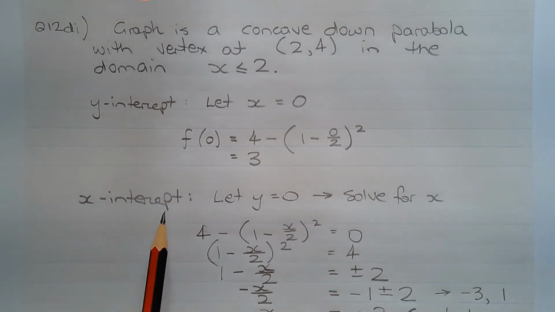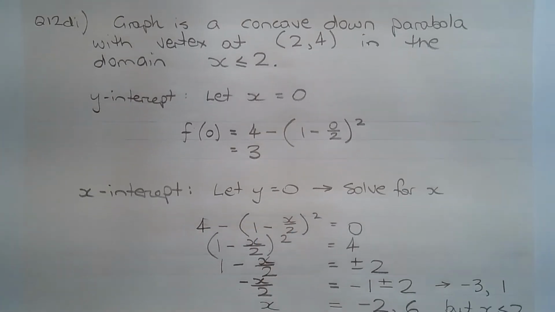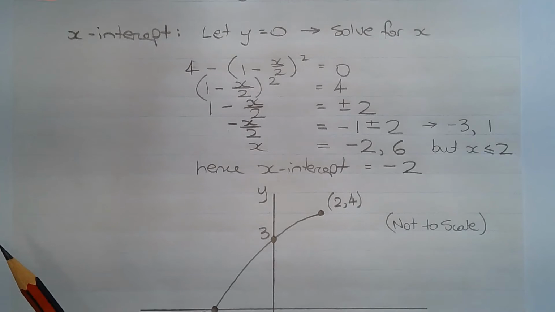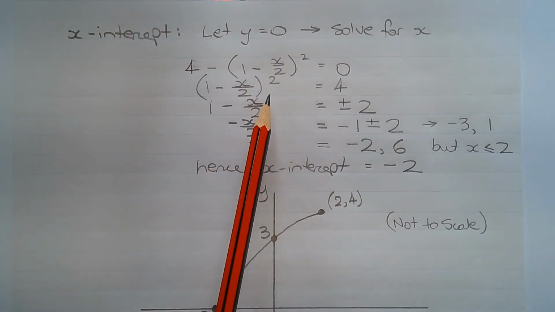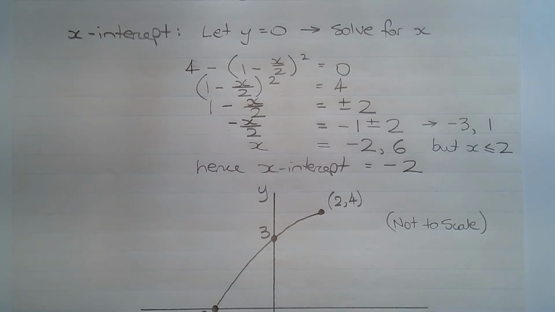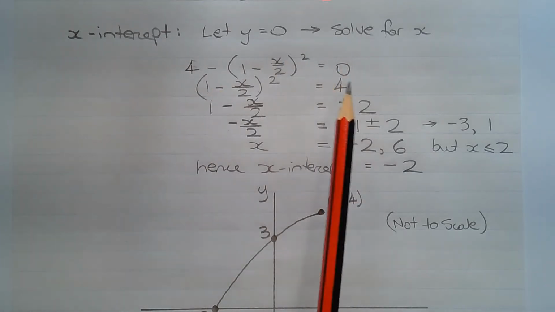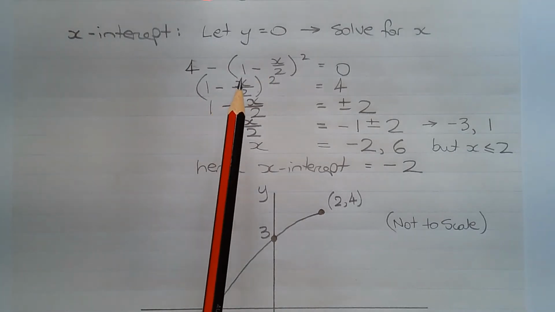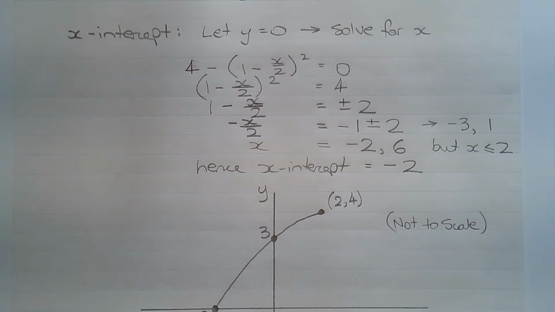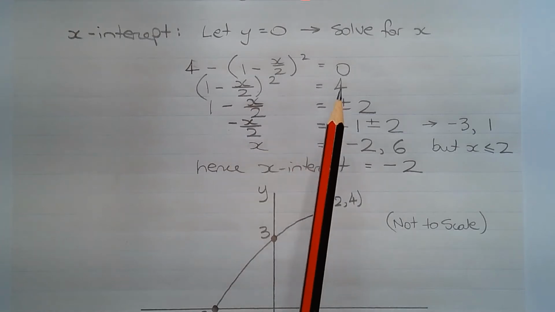To find the x-intercept, we let f(x), or y, equal 0 and solve for x. So we form the quadratic equation 4 − ((1 − x)/2)² = 0. Subtracting 4 from both sides and multiplying both sides by −1, so it does 2 steps in one, we have ((1 − x)/2)² = 4. Taking the square root of both sides, we have (1 − x)/2 = ±2.